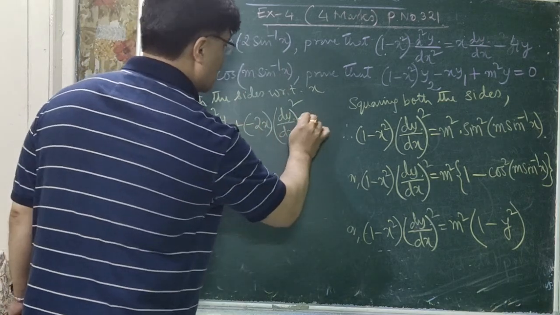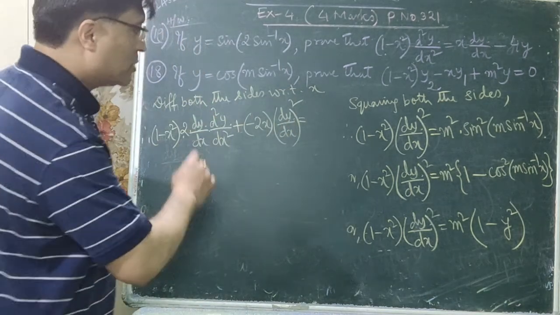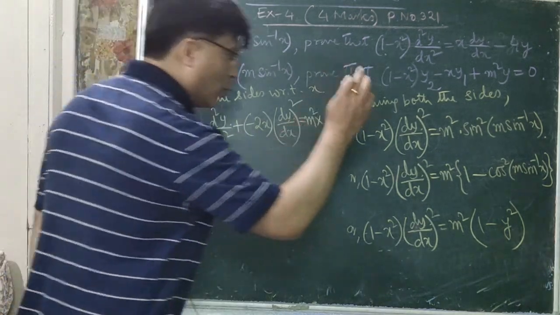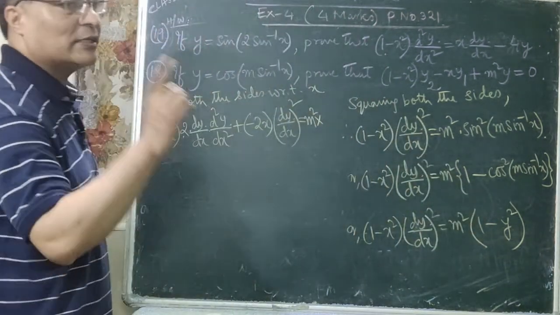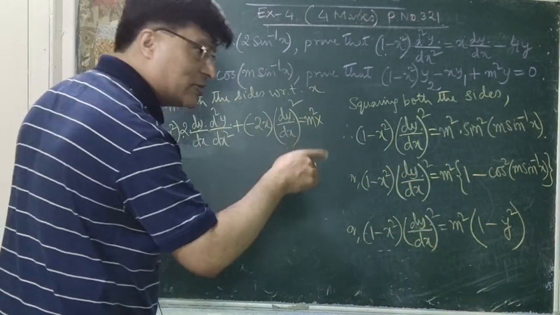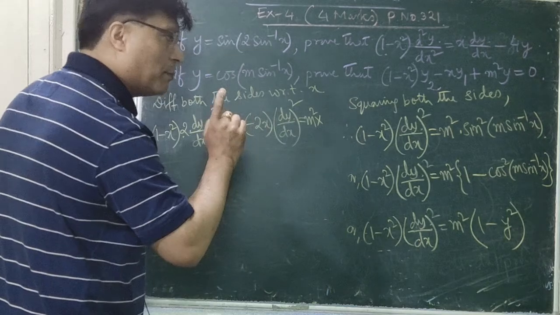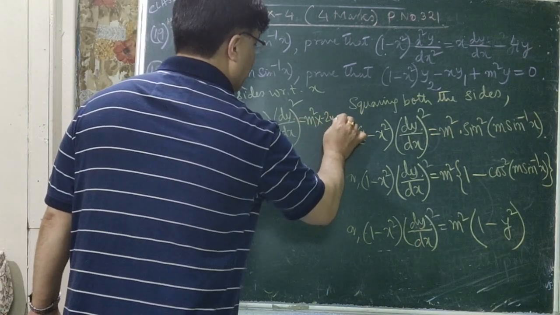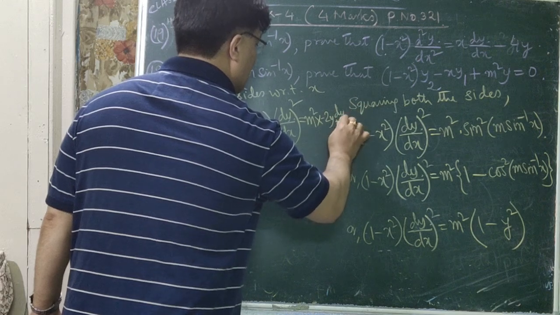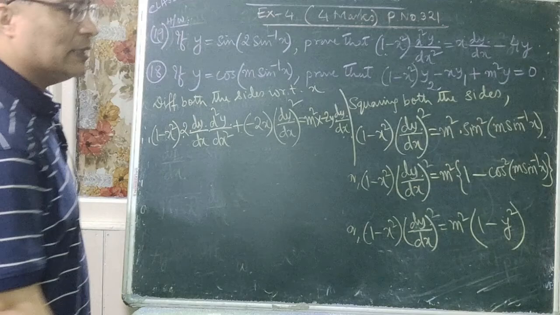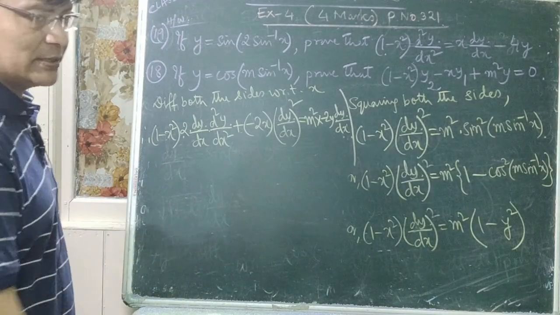Now keeping dy by dx whole square as it is, right? So which is equal to, now m square is constant, keep it as it is, into, now what is the differentiation of 1 with respect to x? It is 0. For minus y square, what is the differentiation with respect to x? Minus 2y into dy by dx. Is that clear?